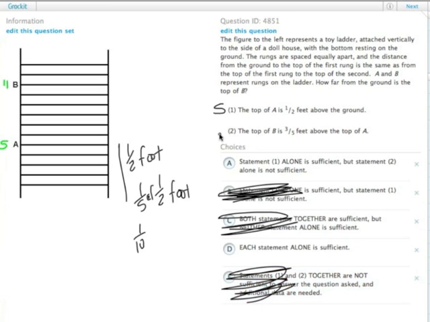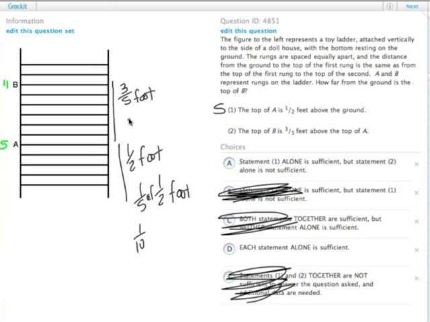Let's take a look at statement 2. The top of B is 3/5 of a foot above the top of A. So that tells us that this distance is 3/5 of a foot. However, we do know how many rungs there are between the two. So 1, 2, 3, 4, 5, 6. There are 6 divisions here.